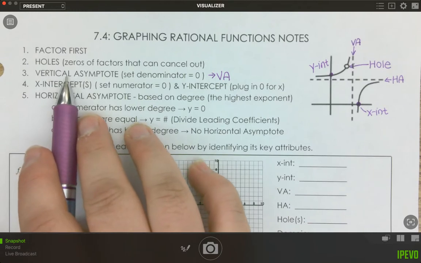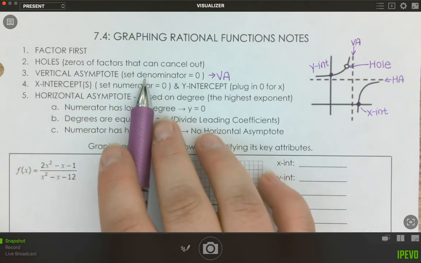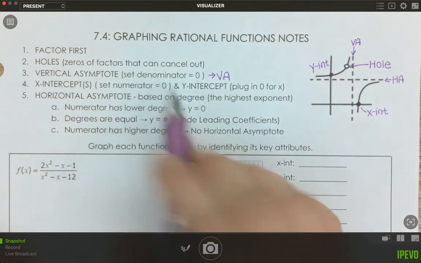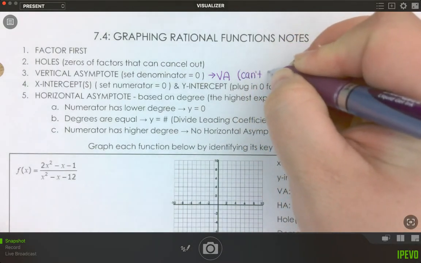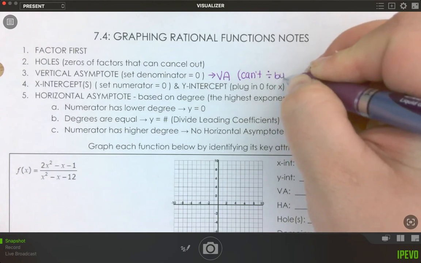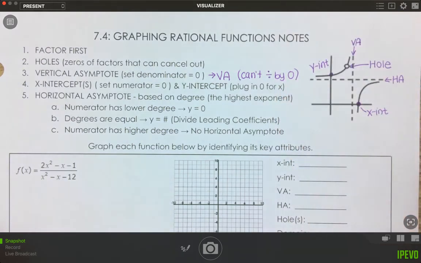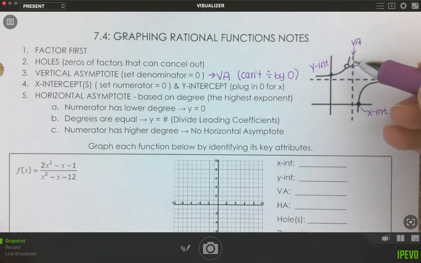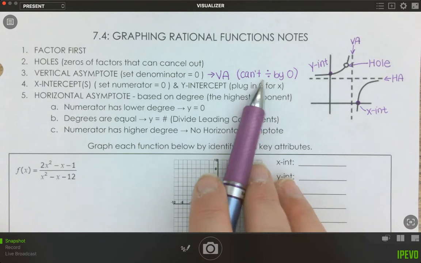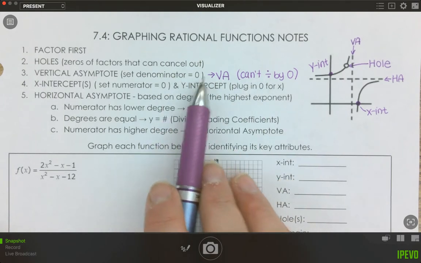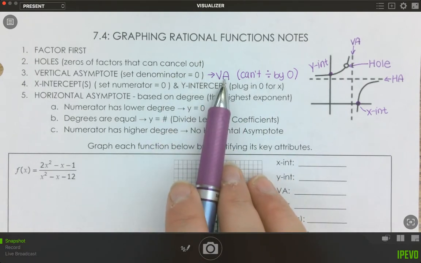A vertical asymptote occurs because you can't divide by zero in math. So basically, this is a value that x is not allowed to be. But it's not just a hole that got taken out, it's something that would actually make the problem incorrect. So anything that makes the denominator 0 is a vertical asymptote.